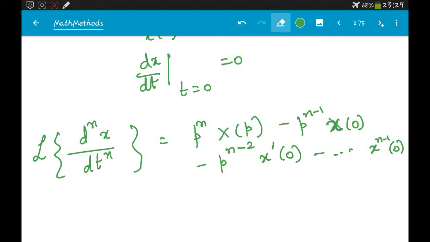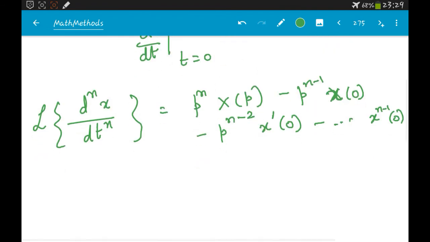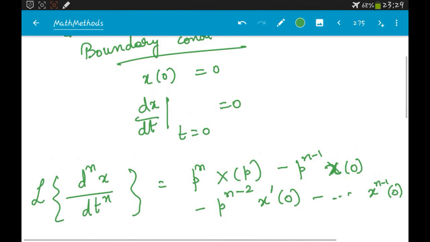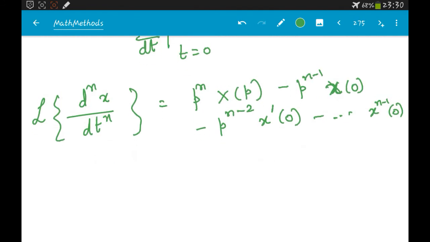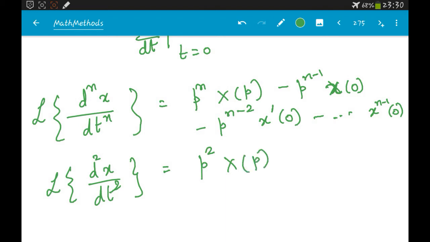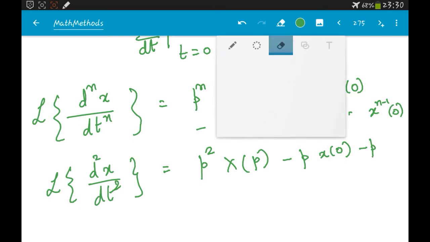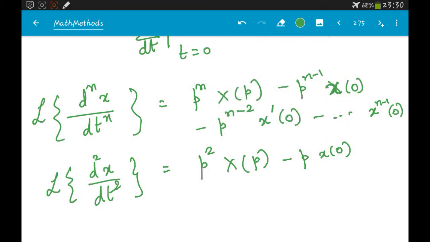I think there is no p here. Alright. So similarly for this second order, you can write the Laplace transform of d2x by dt square as p square X of p minus p x of 0 minus x dash of 0.